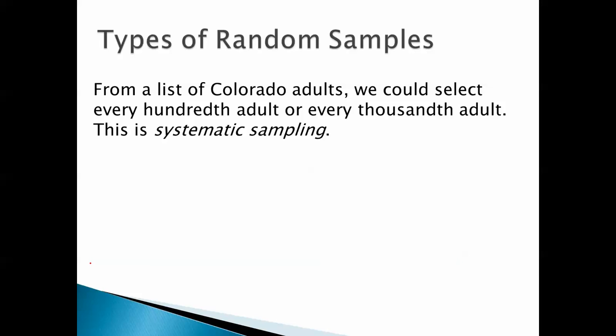Now, from a list of Colorado adults, we could select every 100th adult or every 1,000th adult. This is systematic sampling, and to be honest, they're probably not going to do that.